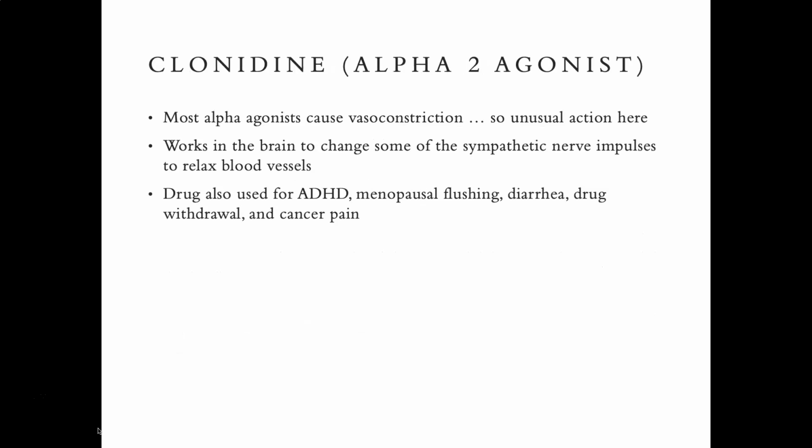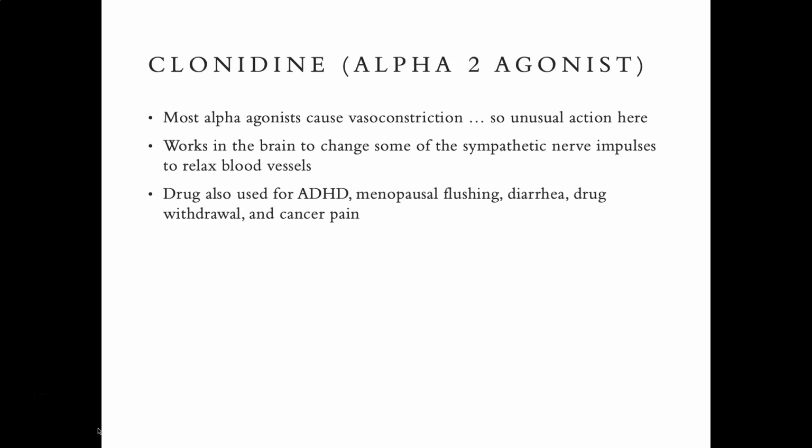Clonidine is an alpha-2 agonist, and it's an odd one. Clonidine does not act like most alpha agonists, because most alpha agonists cause vasoconstriction, but not clonidine. So for some reason, it works in the brain to change some of the sympathetic nerve impulses and relaxes blood vessels. Interestingly enough, it's also used for ADHD, menopausal flushing, diarrhea, drug withdrawal, and cancer pain.